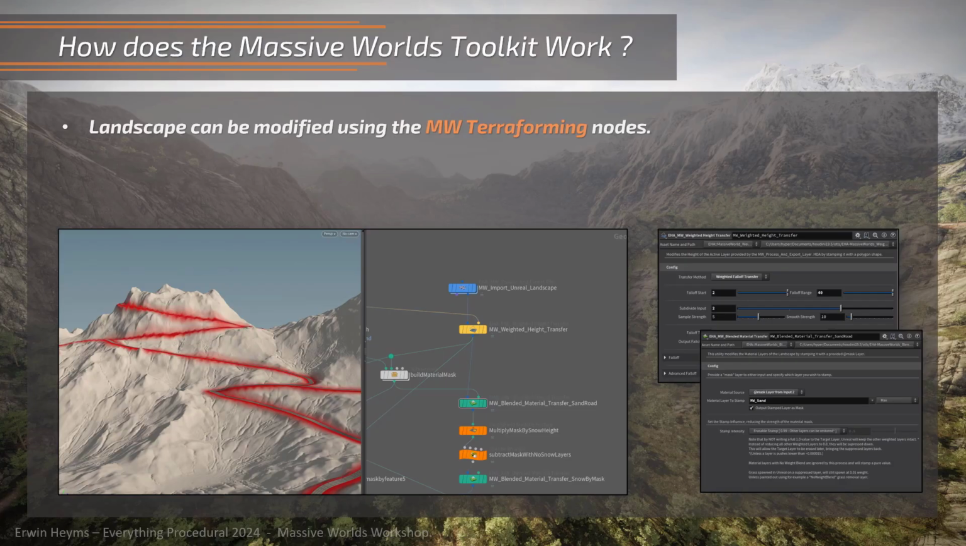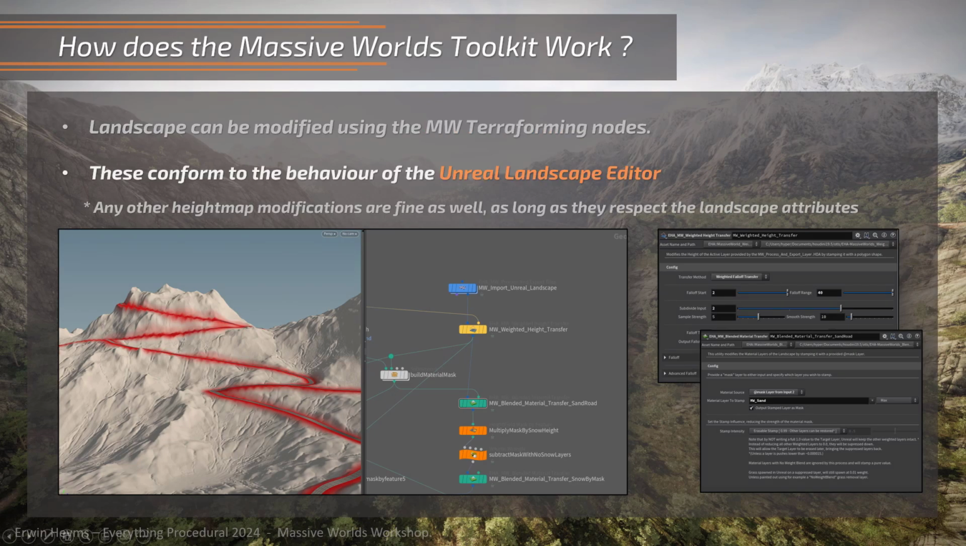So we go here, we get this. So the landscape can be modified between PNet nodes using the terraforming nodes of the toolkit, such as the weighted height transfer and the blended material transfer. Now these nodes conform to the same behavior as the Unreal Landscape Editor, so you can think of it as procedurally modifying the Unreal landscape in the same way that you could if you were to manually modify it using the Unreal Landscape Editor.